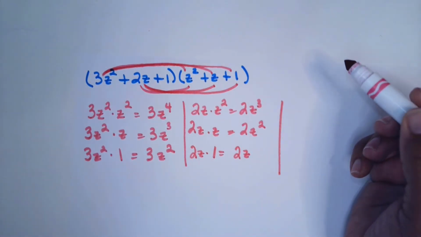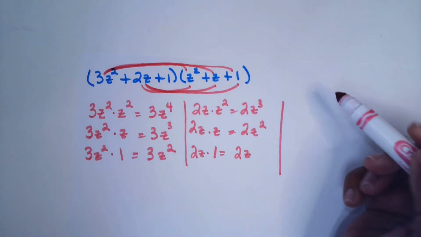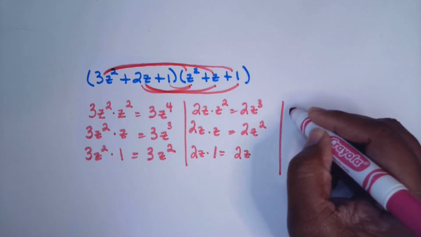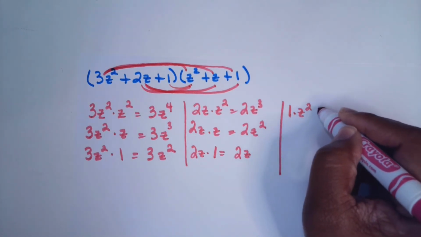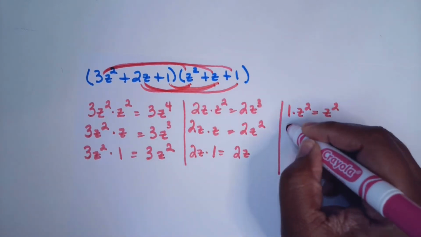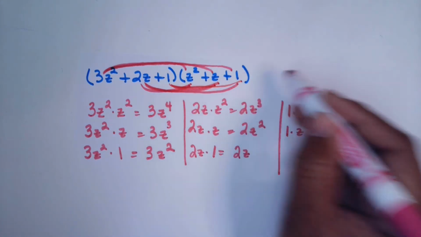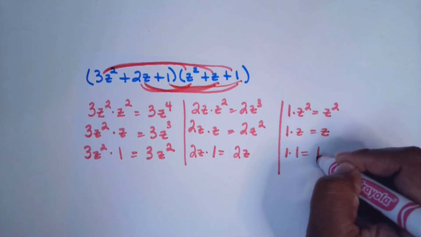And then lastly, we're going to take this 1 and distribute that to every term in the second parenthesis. 1 times z squared is z squared. 1 times z is z. 1 times 1, that is 1.